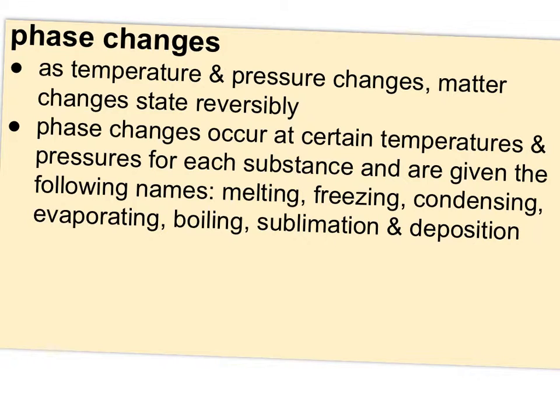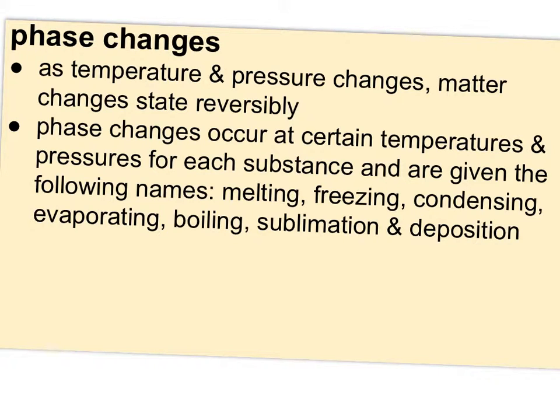So phase changes is a name for changing your state of matter from a solid to a liquid to gas, or the reverse, or sometimes even directly from a solid to a gas, or from a gas to a solid. So as temperature and pressure change, or as at least one of them changes, matter can change states reversibly. Now, reversibly means that when you go from a liquid to a solid, if you change the temperature and pressure again, it can go back to being a liquid. So phase changes occur at certain specific temperatures and pressures for each substance.